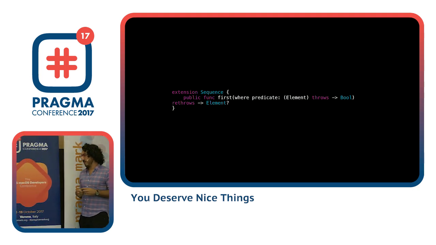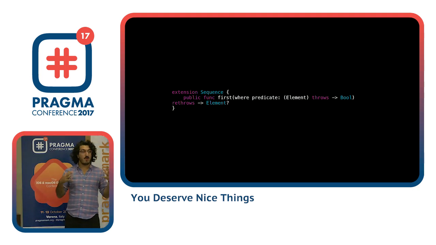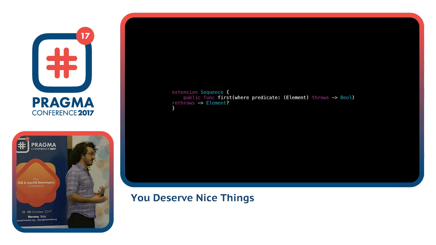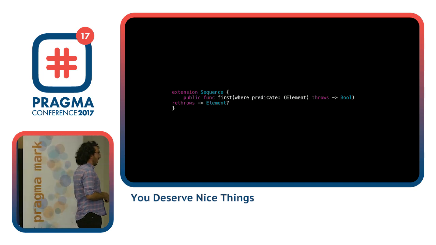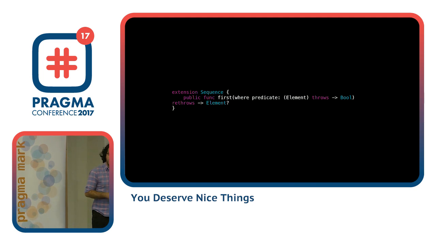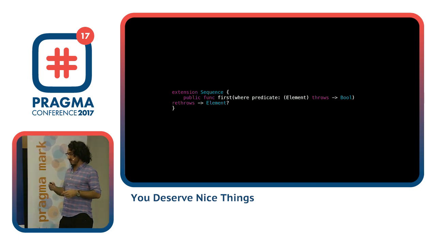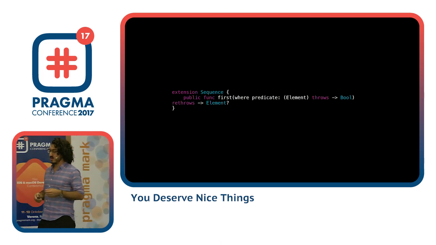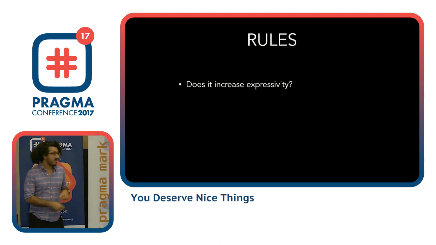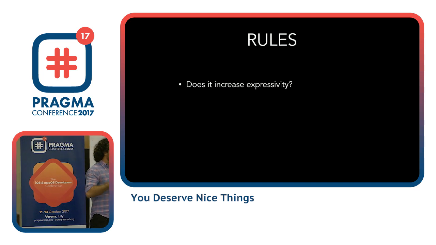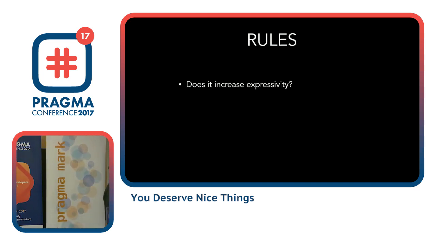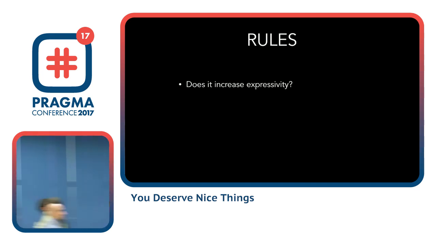So what this talk is about is a framework for how to decide when to add extensions to your project. I have 4 rules that I like, and we're going to go through those rules, and I'm going to give you a bunch of really cool examples of useful extensions that you might want to add to your project. And I want to get started. So this is the first of the 4 rules: does it increase expressivity?